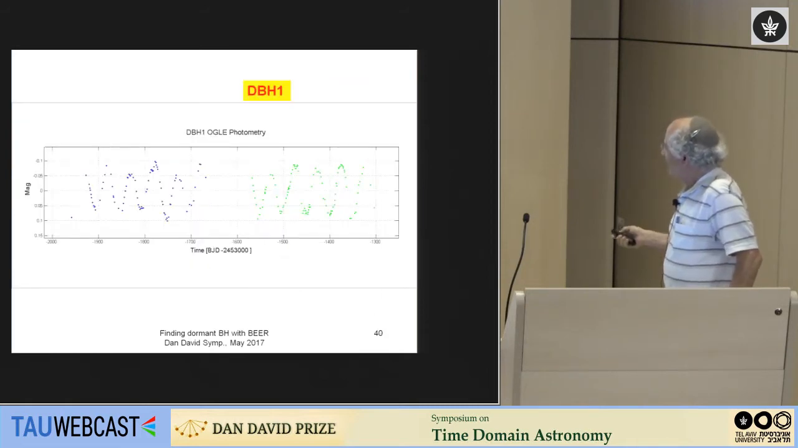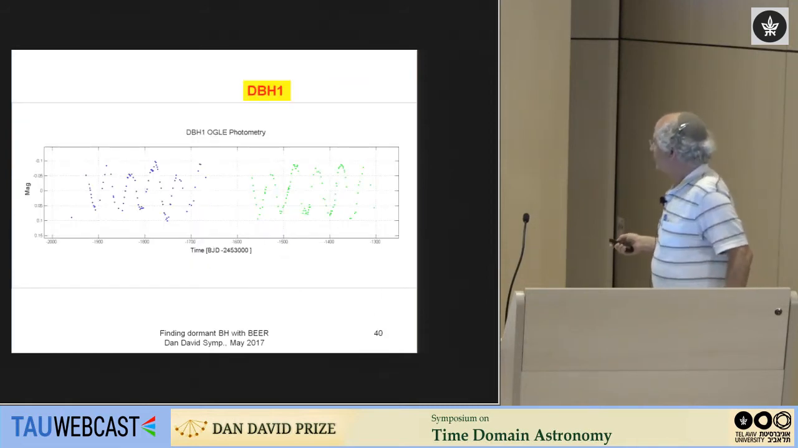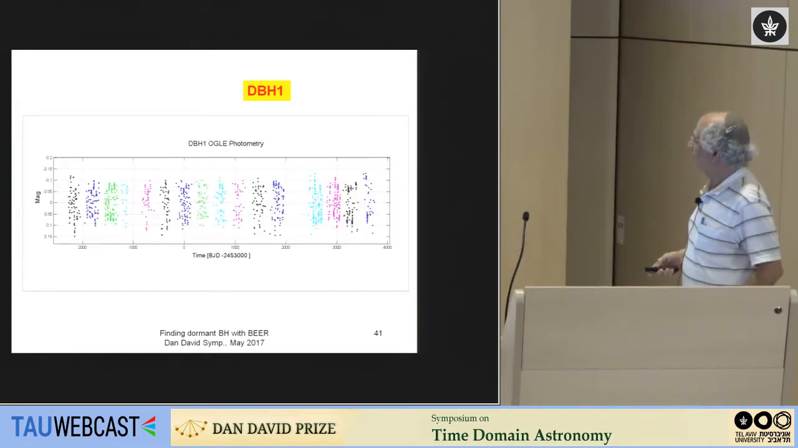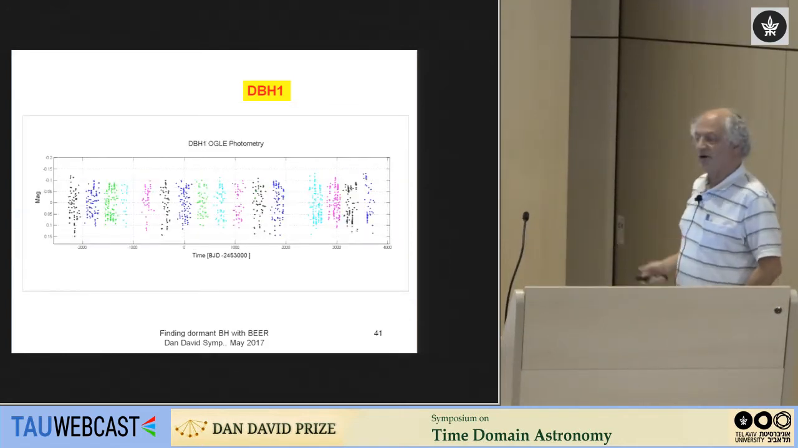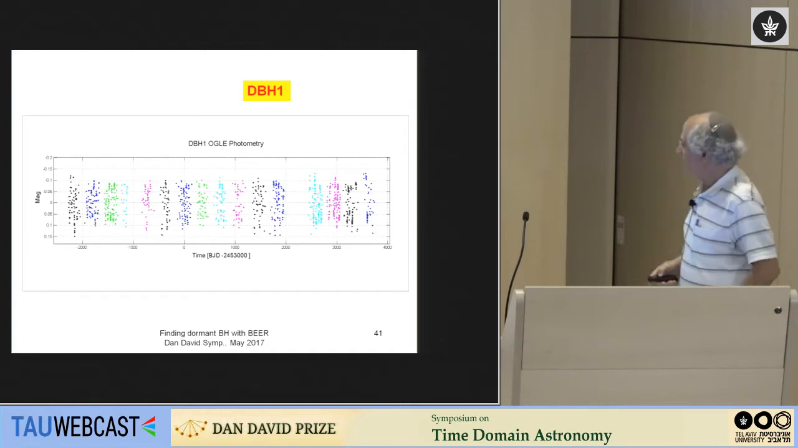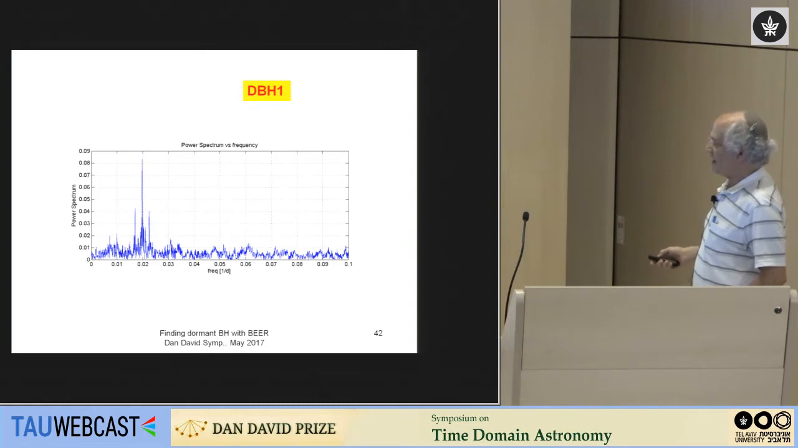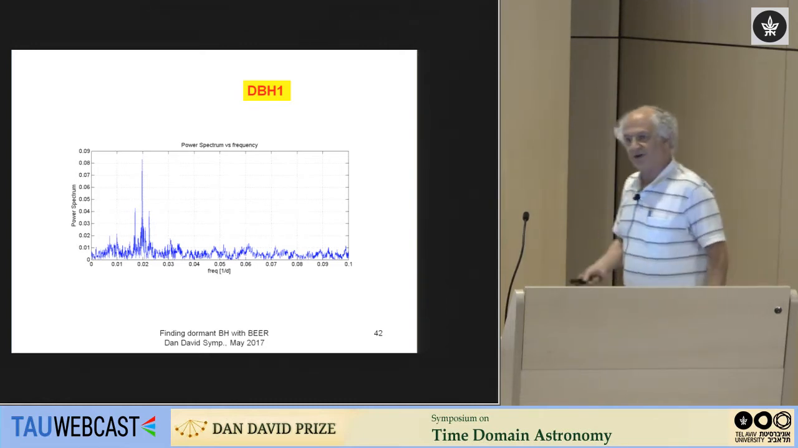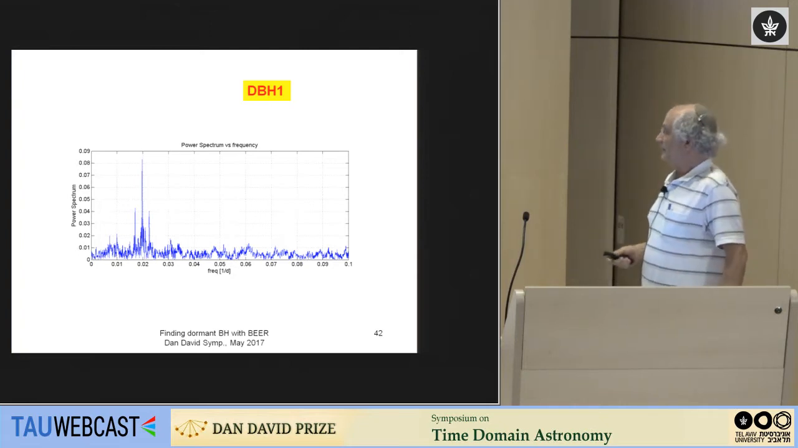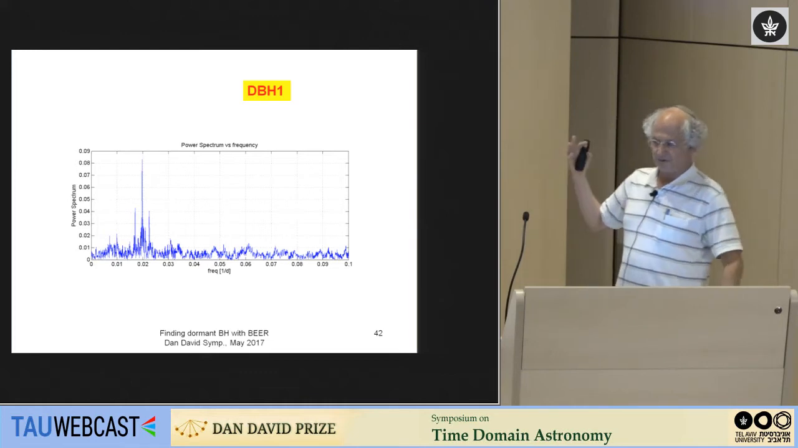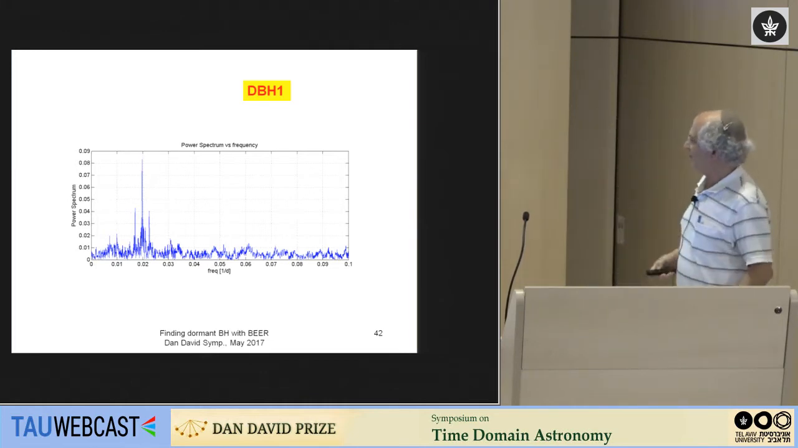So here is the data. This is the data zoomed over 2 seasons from OGLE. Here is the whole data of OGLE of 15 years. And here is a simple power spectrum of the data. You see very, very clearly there is a huge peak here. So the peak is at 50 days, but the orbit is, of course, 100 days because the ellipsoidal is half the period.